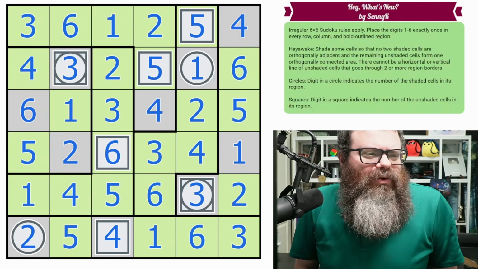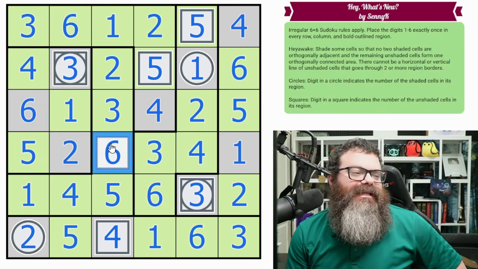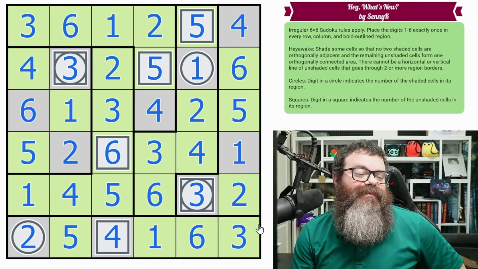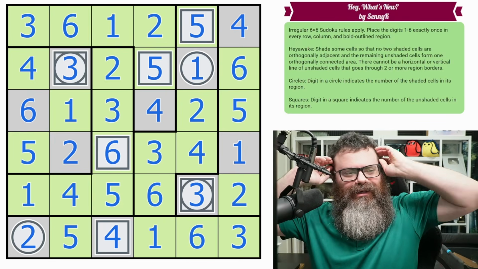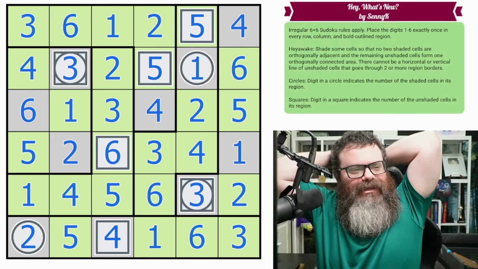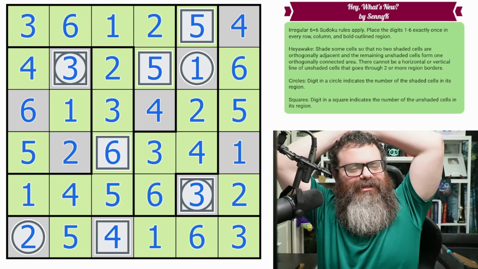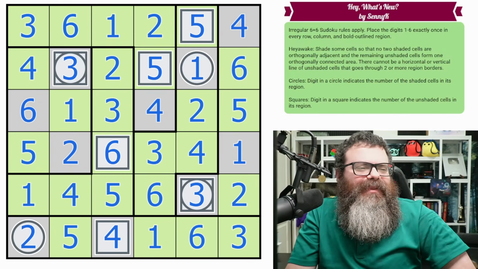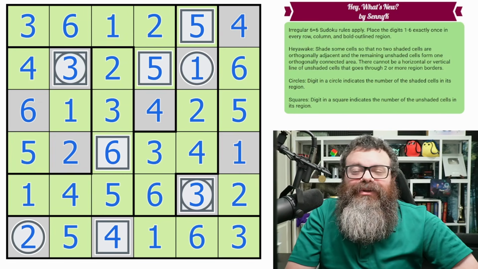All right, cool puzzle, Senny. I liked this last step here for the shading, like how the Sudoku actually came into play to finish the shading off. But it did feel like we were kind of solving a Heiawake and then on top of that solving a Sudoku. But that tends to happen with these kinds of hybrids. All right, well, how'd you do?